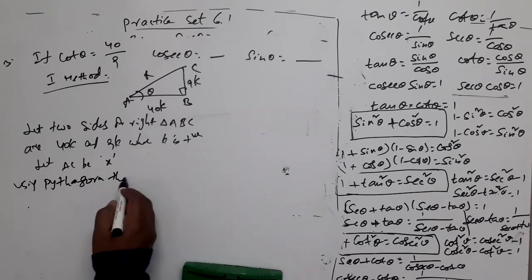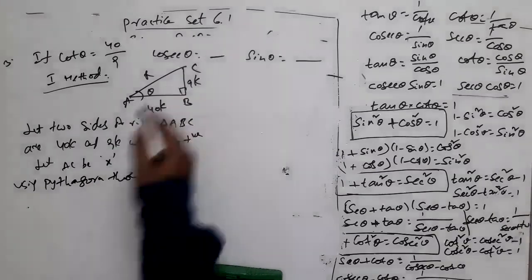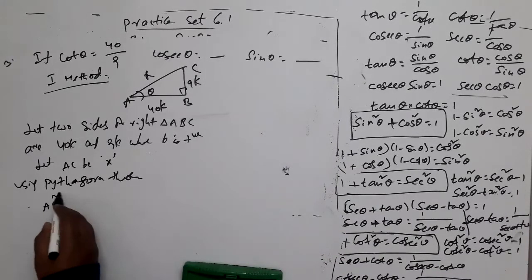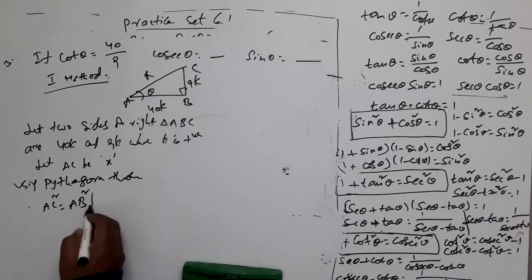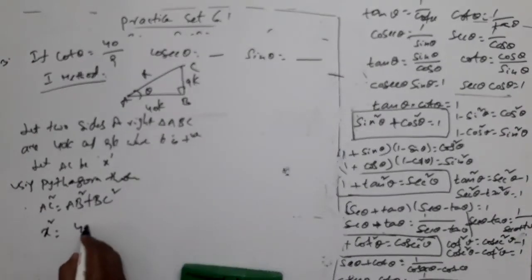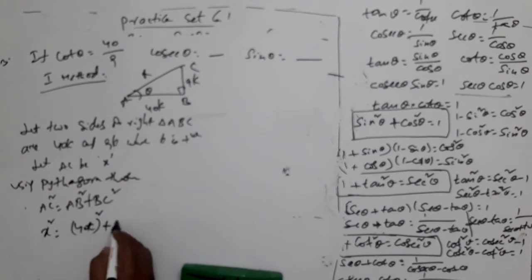Using Pythagoras theorem, that is hypotenuse square is equal to side square plus side square. That is AC square is AB square plus BC square. That is X square is 40K whole square plus 9K whole square, right?